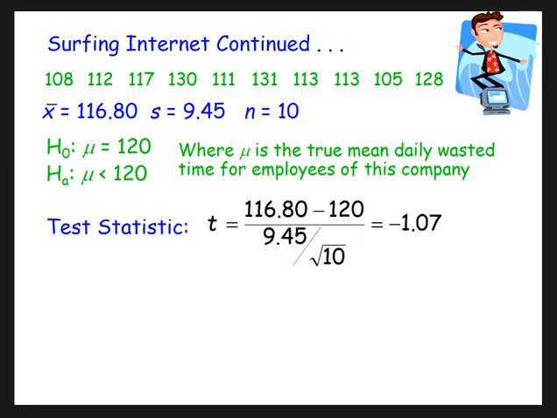So let's find our test statistic. Test statistic is a negative 1.07. So it appears to be smaller. Negative means it's smaller than the hypothesized mean. But is it significantly smaller?